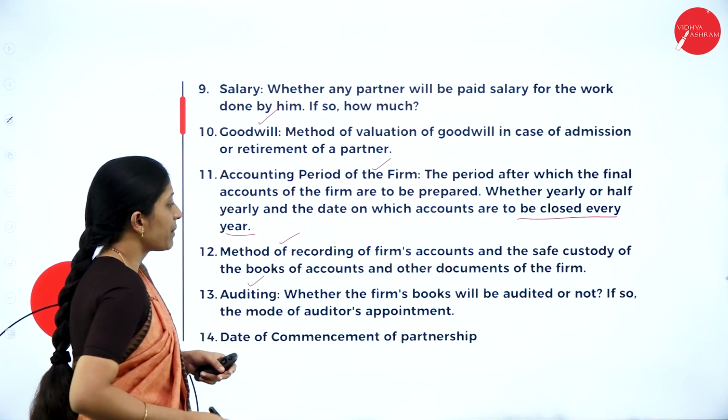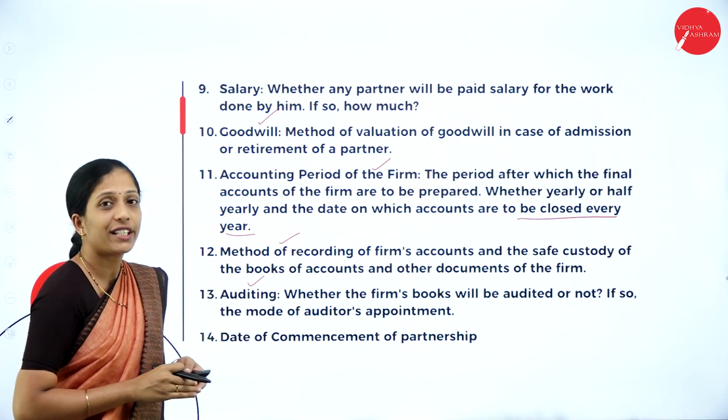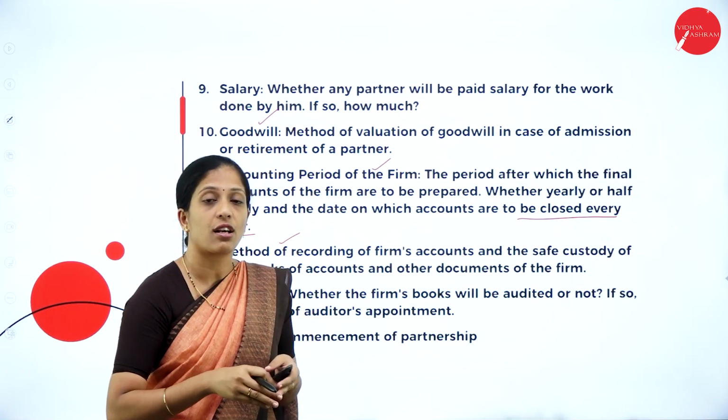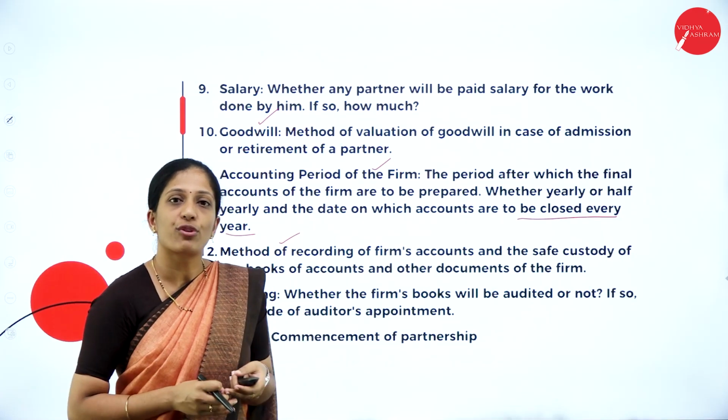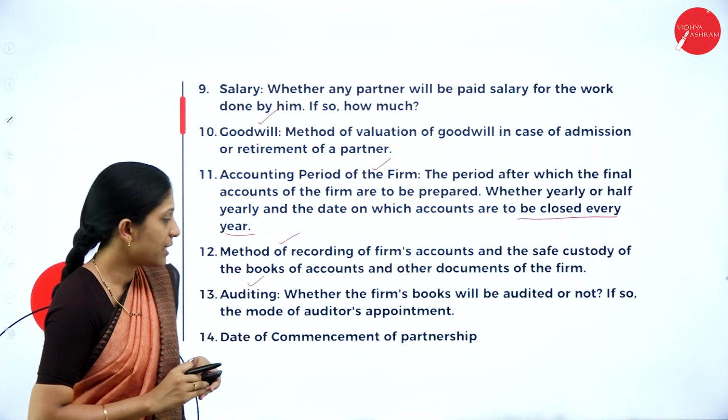Next is auditing. So, whether the firm's books will be audited or not. If so, the mode of auditor's appointment, whether an external auditor has to be appointed or an internal auditor himself will audit the books of accounts, or whether the firm has to go for auditing. So, such types of decisions.